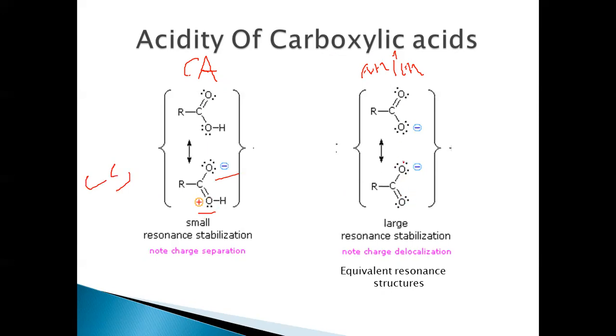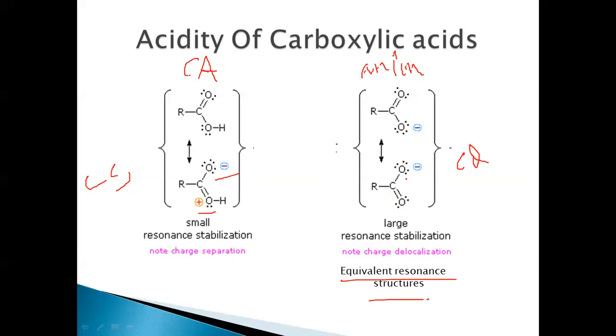The negative charge is shared by both these oxygen atoms here, so there's a charge distribution or delocalization in the anion. And one more thing, if we closely observe the structures, you can see that there are equivalent resonance structures which are possible for the carboxylate anion here. The structures are equivalent when we look at the position of the nuclei here, C, O, and R. We can see that they are equivalent.